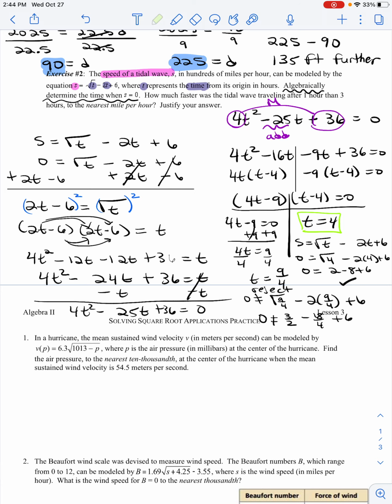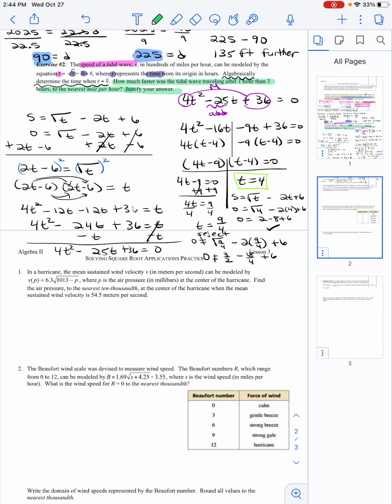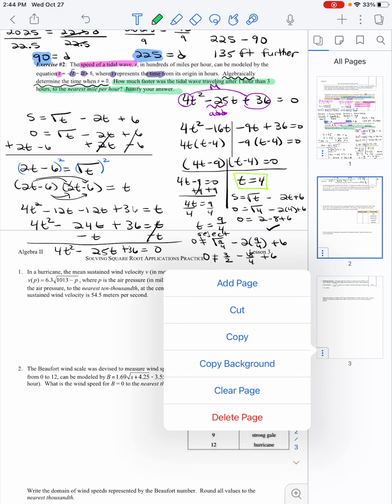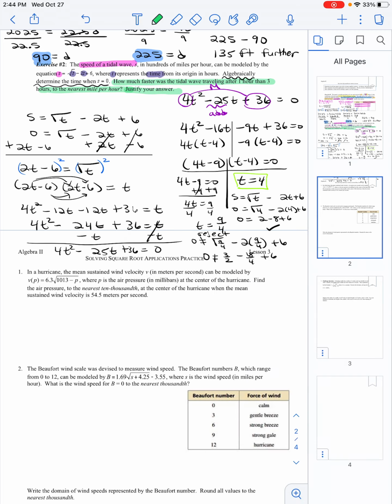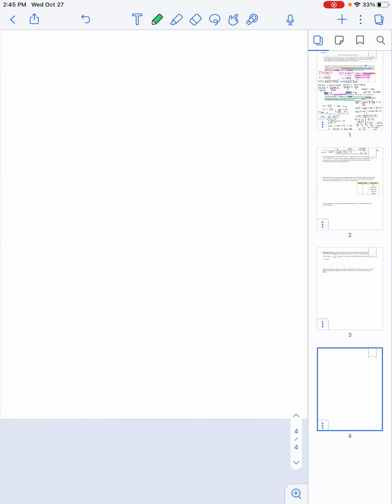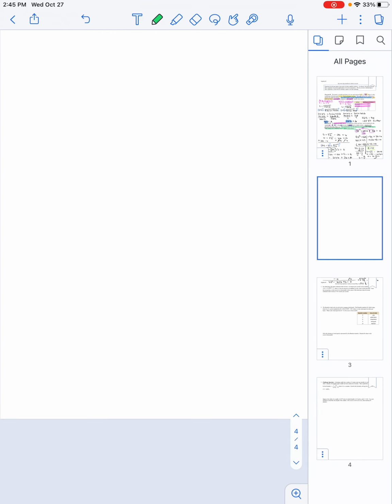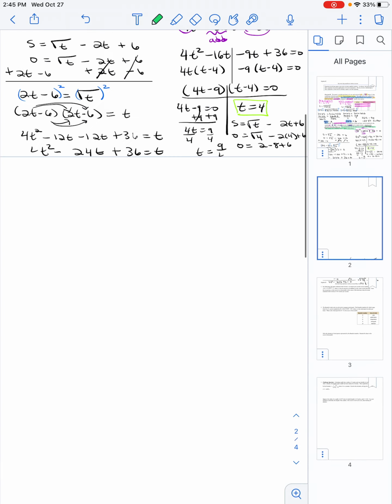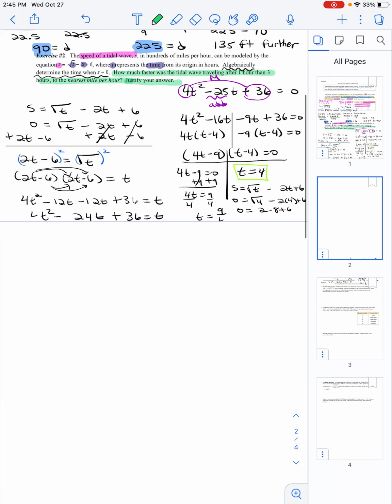Now I'm running out of space, but there's a follow-up question. The follow-up question is how much faster was the tidal wave traveling after 1 hour than 3 hours, to the nearest mile per hour? So that's just a plug-in part of the question. Let me just see if I can get a blank page here. There we go. Now we have a little bit more space.